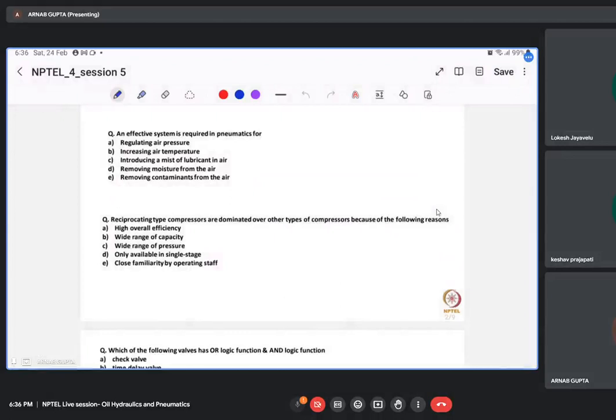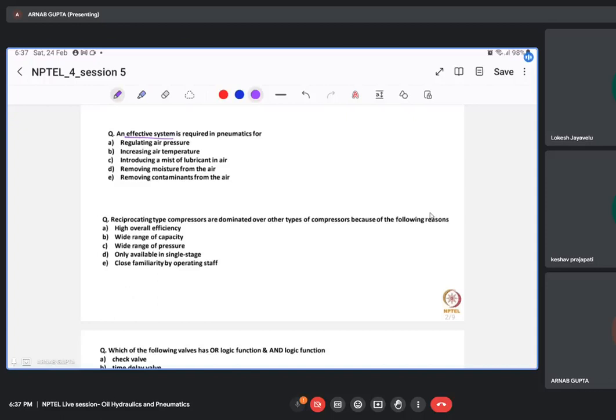Coming to pneumatics, an effective system is required in pneumatics for which of the following operations? As we know, in pneumatics, we can't directly use the air that we are taking in from the atmosphere with the help of a compressor. The compressed air can't be used directly. We need to do some sort of treatment and also put some safeguarding equipment in order to provide a robust and effective system for a pneumatic circuit.